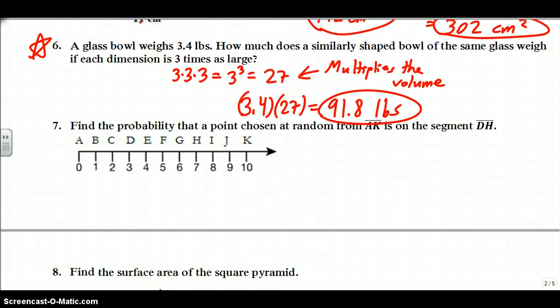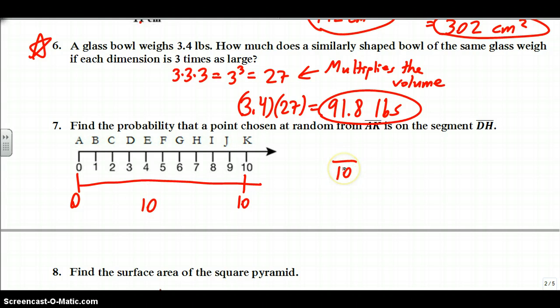Okay? Find the probability that a point chosen at random from AK, so this whole segment, which, by the way, is 10 minus 0 units long, which is 10. That's what goes on the bottom of your fraction.